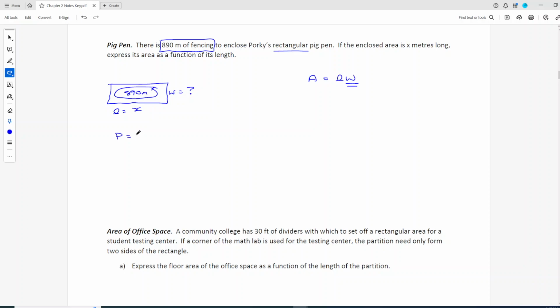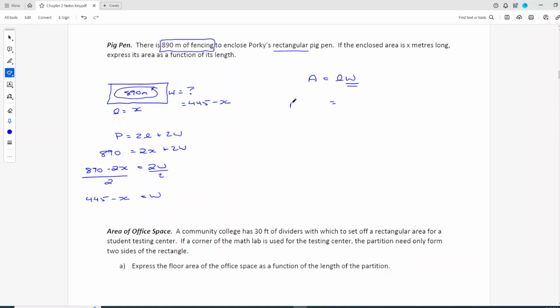So hopefully you guys know that the perimeter of a rectangle is twice the length plus twice the width. They're giving you that the perimeter is 890. Now they want us to do length as x, so let's put x in for L. And then what we want to do is solve for w in terms of x. So I'm going to minus the 2x, equals 2w, and then I'm going to divide everything by 2. That's going to give me 445 minus x is equal to w, and then that's what I'm going to put in for w. So w is the 445 minus x, and I'm going to plug that in.